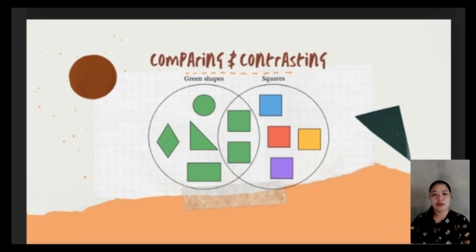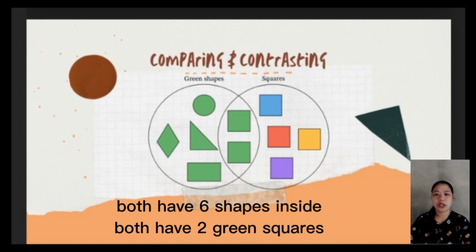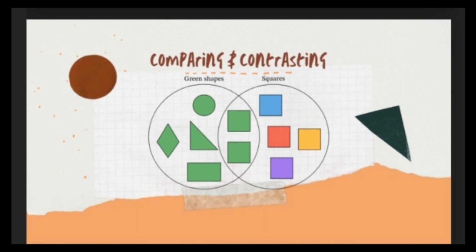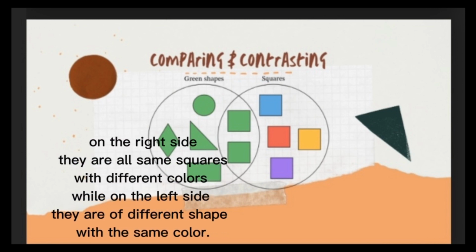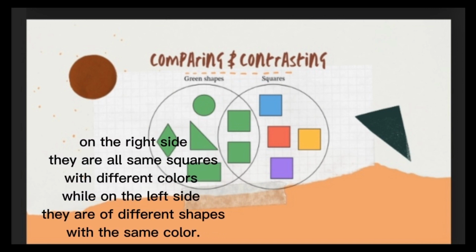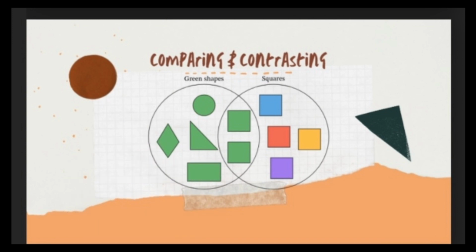Another example of compare and contrast, as you can see in the diagram: they both have 6 shapes inside and both have 2 green squares. On the right side, they are all the same squares with different colors, while on the left side, they are different shapes with the same color.